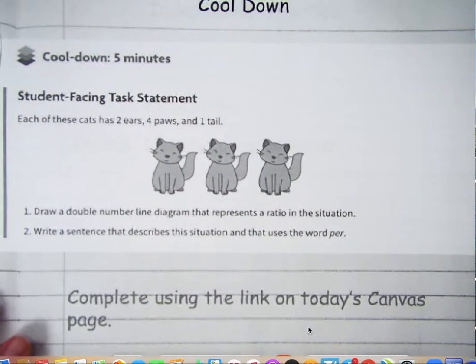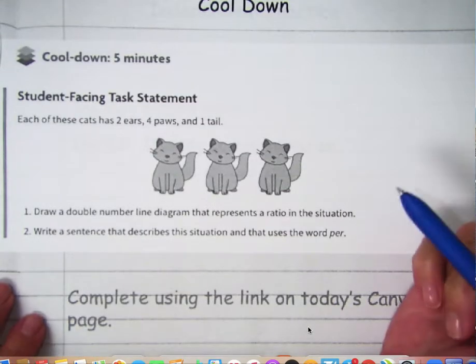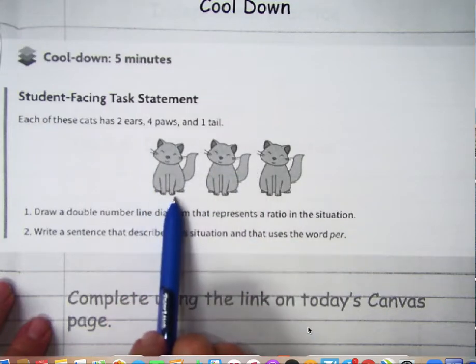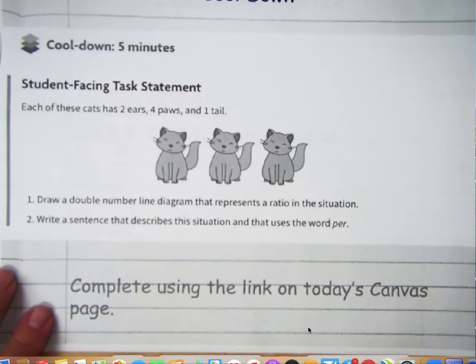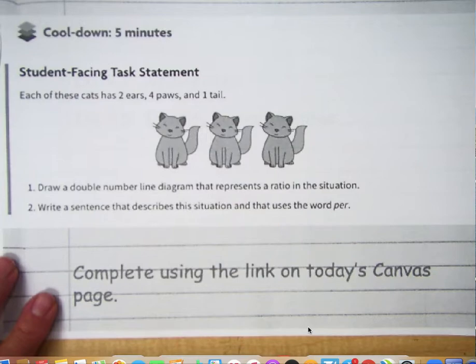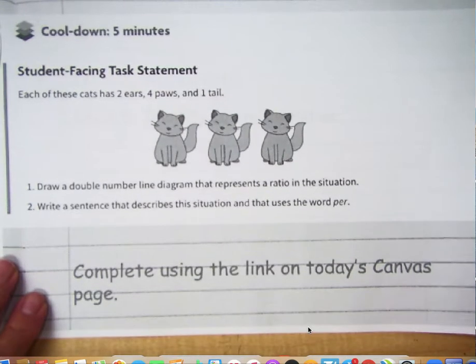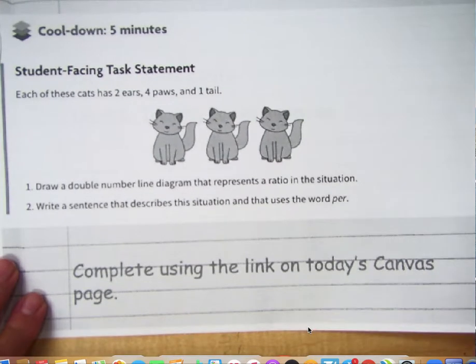All right. Now we're going to revisit the kitty cats. Each of these cats have 2 ears, 4 paws, and 1 tail. So I want you to draw a double number line diagram that represents a ratio in the situation. Write a sentence that describes this situation and use the word per. Do this on the link on today's Canvas page.